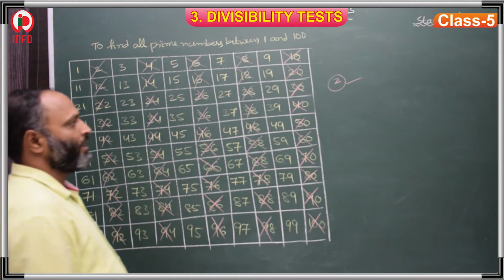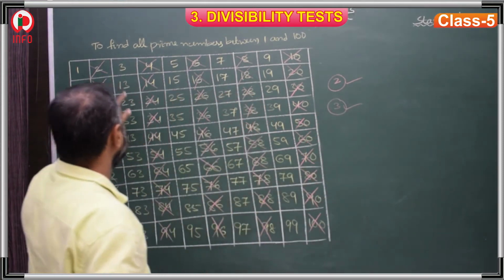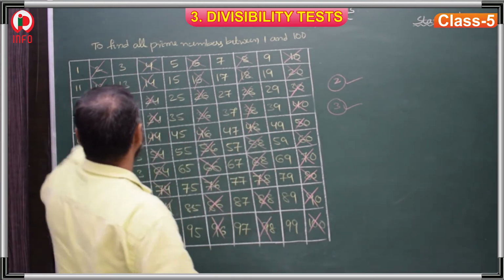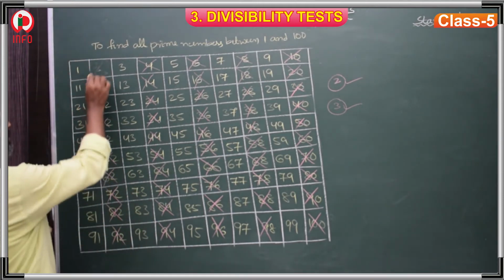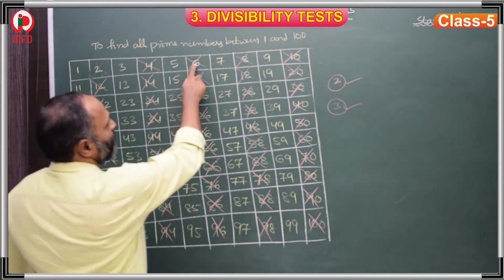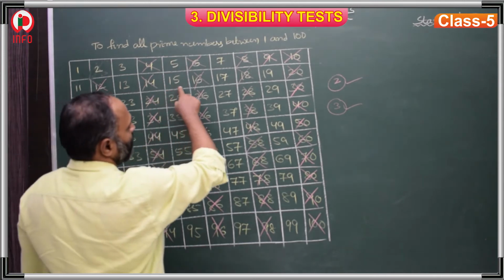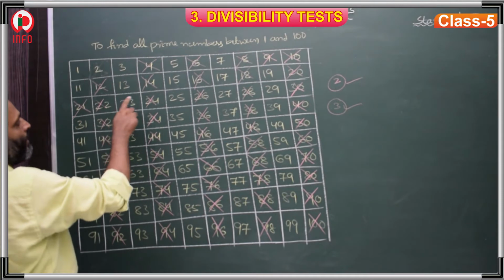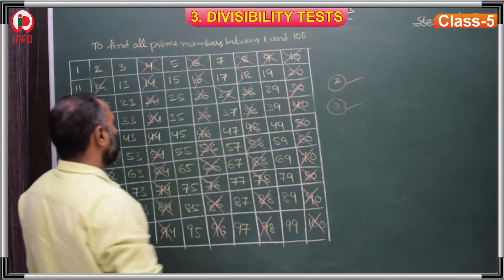Then after that, we check the 3 table. In the 3 table, 3 1s are 3, but you don't take it. 3 2s are 6, 3 3s are 9, 3 4s are 12, 3 5s are 15, 3 6s are 18, 3 7s are 21, 3 8s are 24, 3 9s are 27, 3 10s are 30.